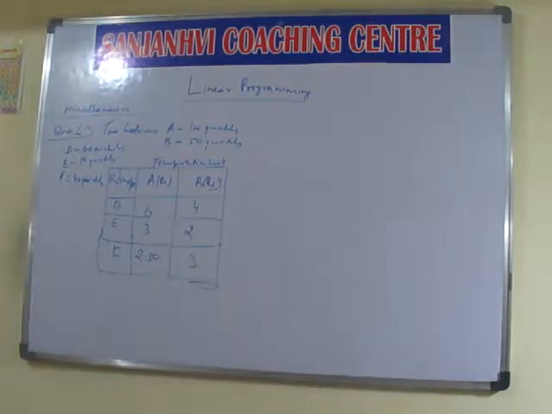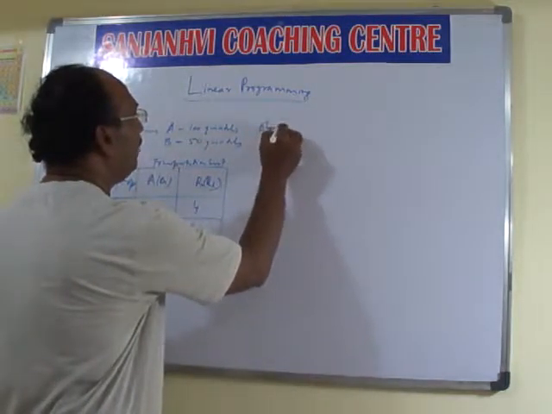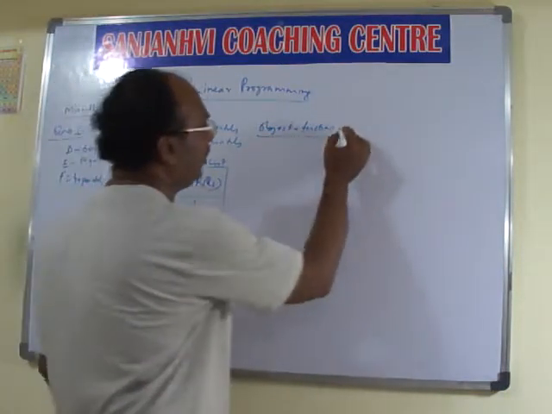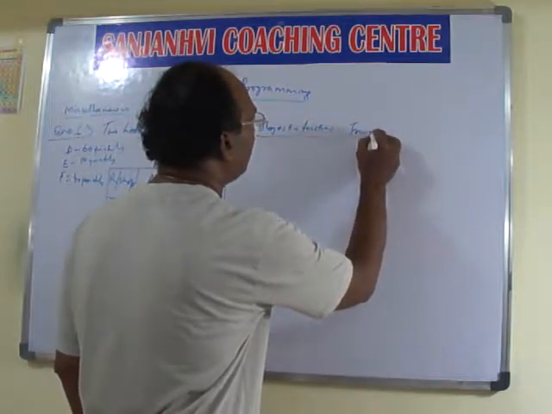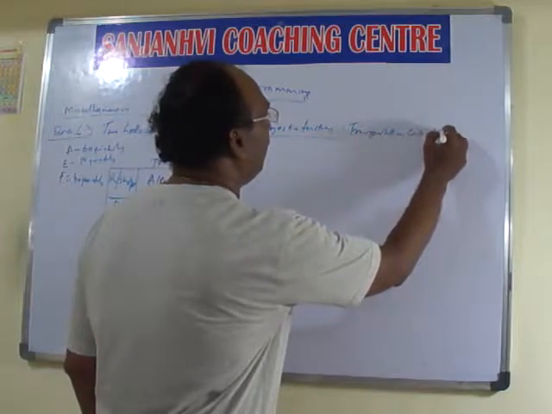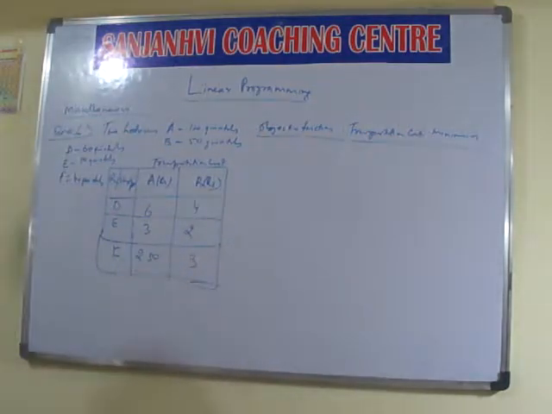What will be the objective? How should the supplies be transported so that the transportation cost is minimum? So this is the objective function: transportation cost minimum.